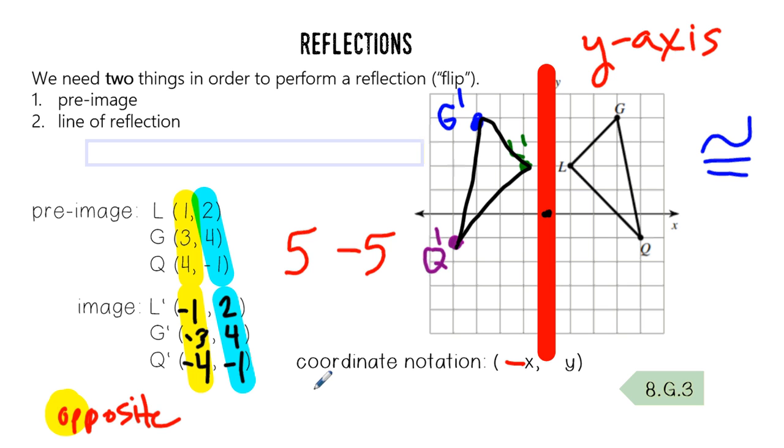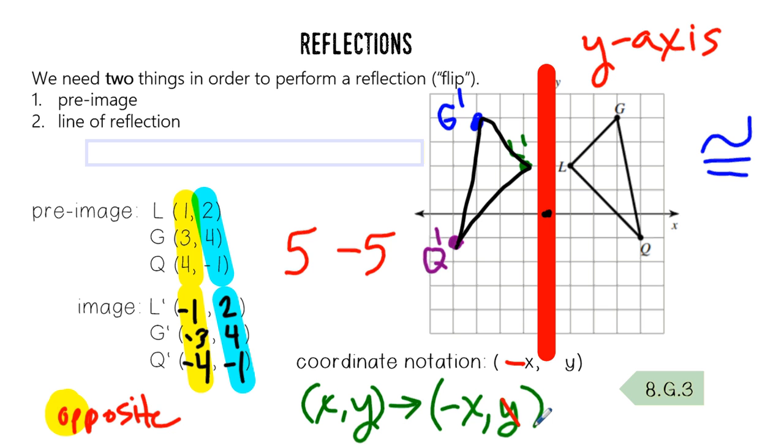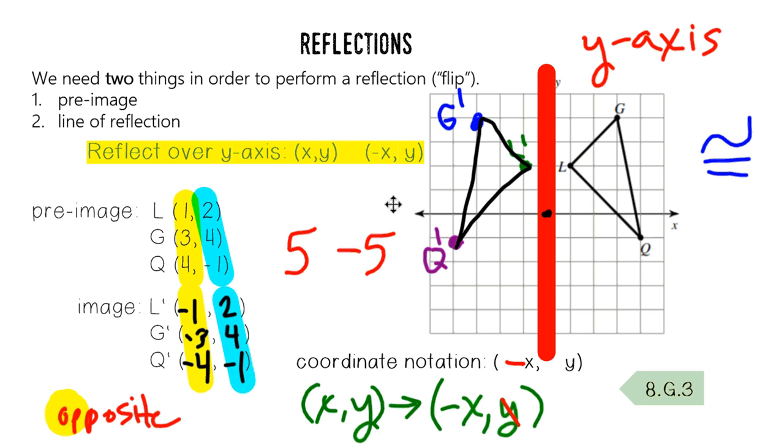Here's what it looks like in coordinate notation. (x, y) becomes the opposite of x. Whatever your x values were, they will become the opposite. And the y values do not change. I'm going to reveal that written a little bit neater so you can make sure that you get it down in your notes correctly while we discuss why this happened.